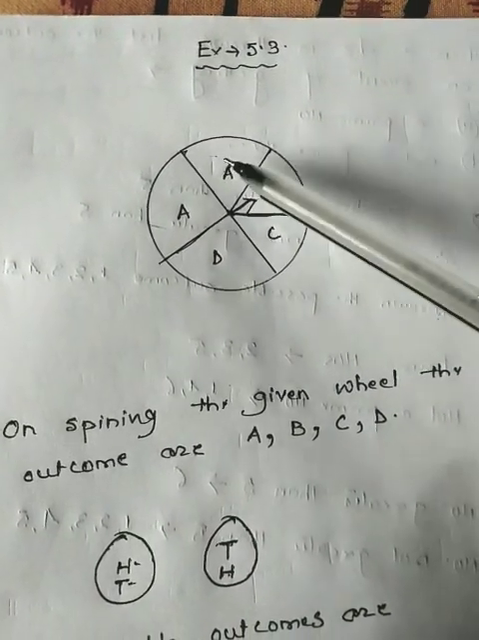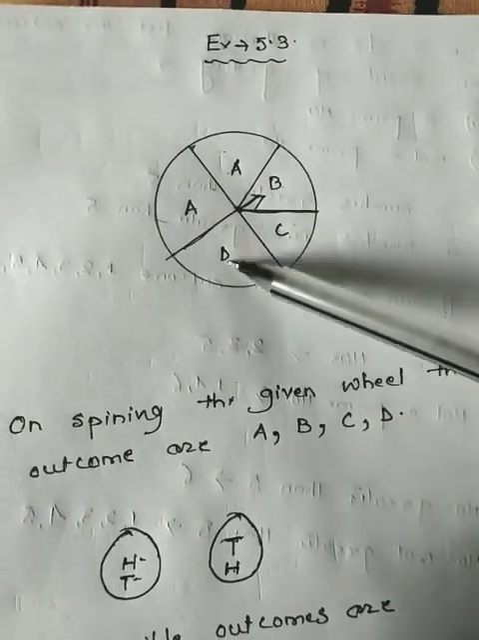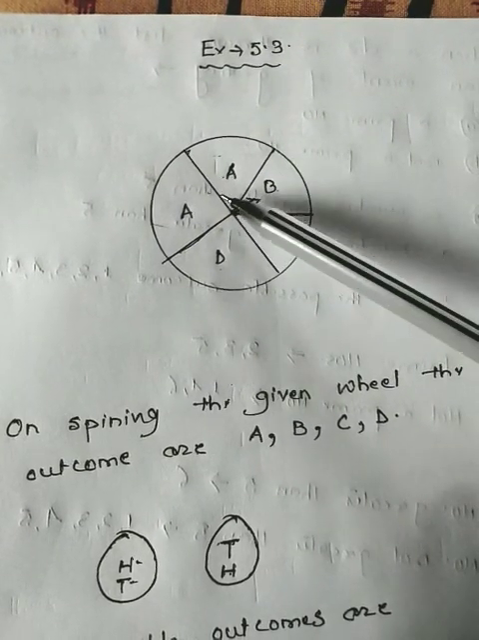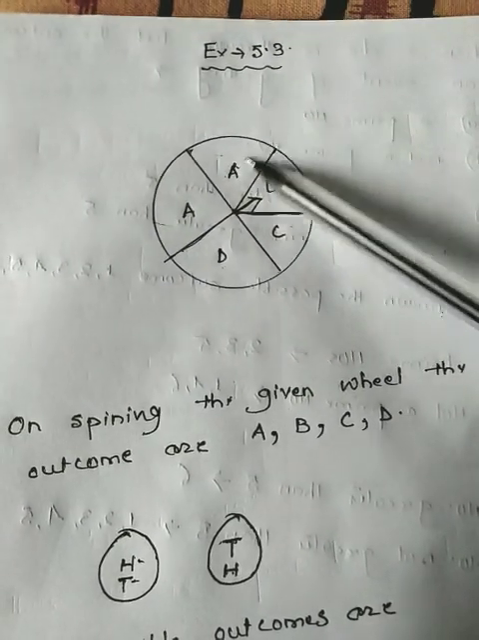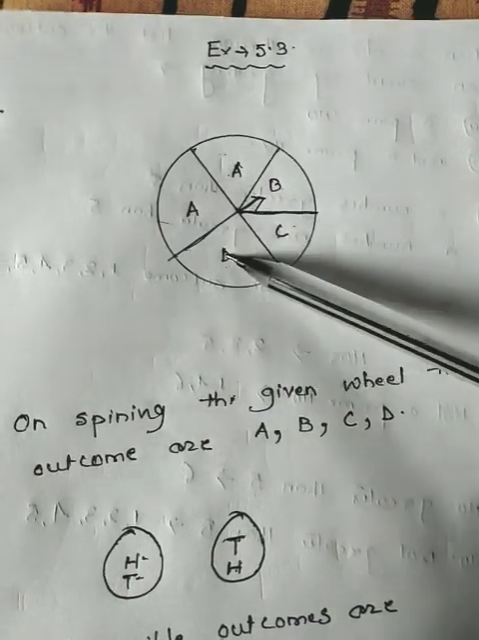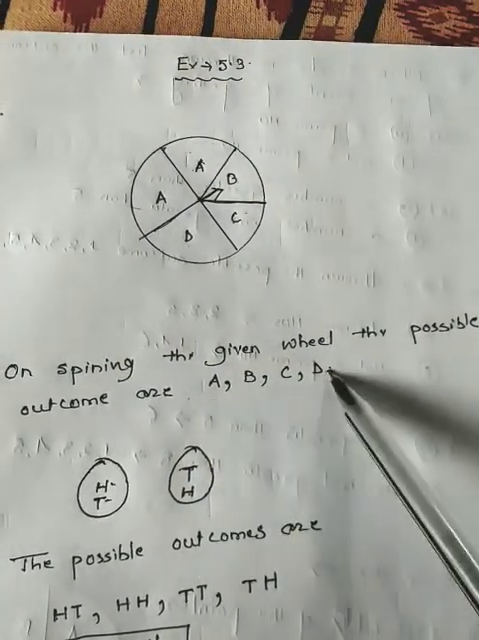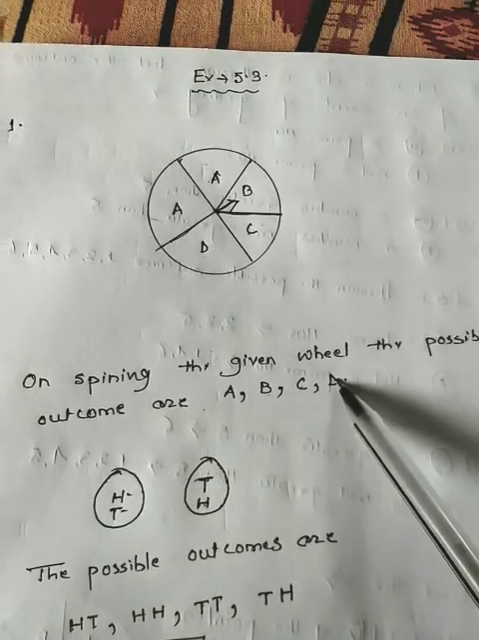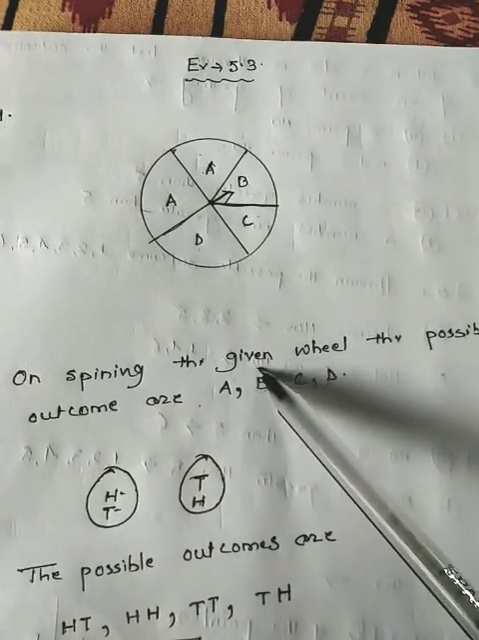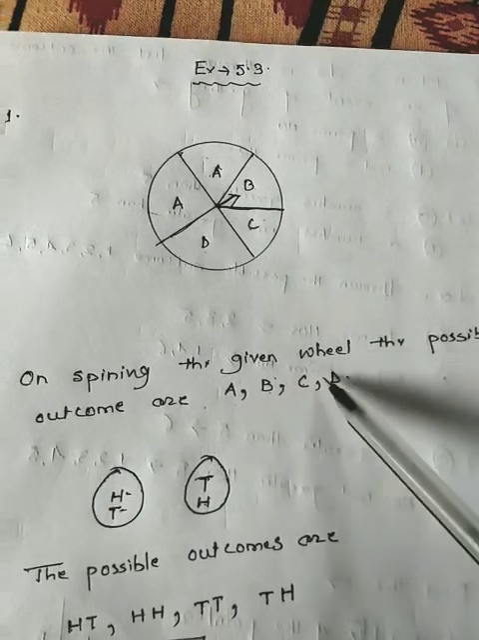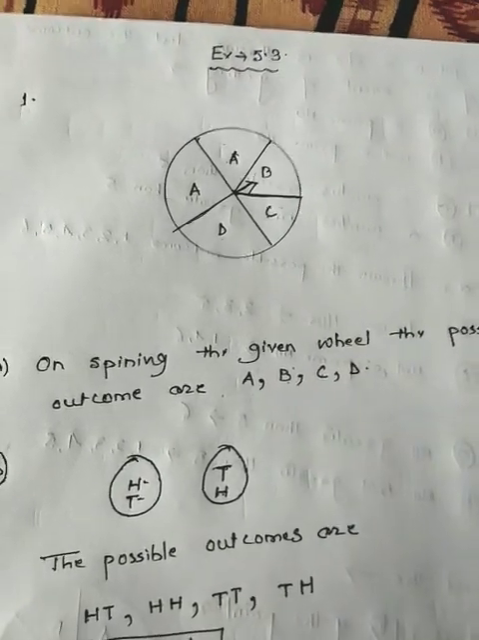So outcomes are what? A, B, C and D. Both A are there, but the outcome is A only. So what are the total outcomes? A, B, C and D. So on spinning the wheel, the possible outcomes are 4 only: A, B, C and D. Either A will come, or B will come, or C will come, or D will come. These are the 4 outcomes of the wheel.